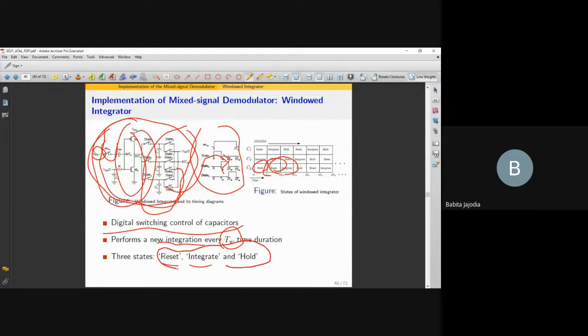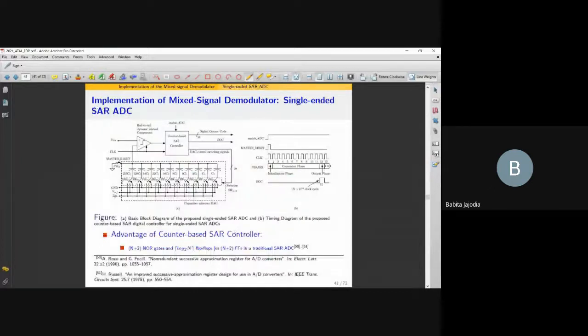We have named them reset, integrate, and hold. Please note that these names are not standard or conventional. These names are given by us so that it's easier to understand by the name itself. Reset is trying to reset it to a particular input value, integrate is when the integration happens, and hold is the point when the integrated value is held on the capacitor, so that at that particular time the ADC, the next block, can do the conversion from analog to digital of the squared energy value.